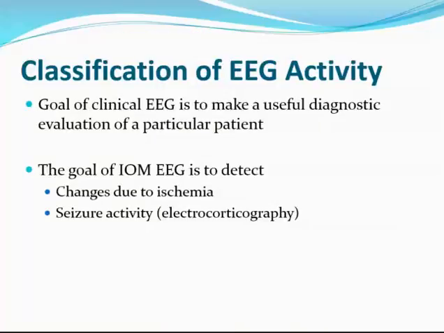Classification of EEG activity. Now, the goal for clinical EEG is to make a useful diagnostic evaluation of a particular patient. Like I said, we are going to mix the two. We're going to look at EEG as applied to the OR and EEG as in the clinic. The goal of IOM EEG is to detect changes due to ischemia, and also seizure activity. Electrocorticography, ECoG, that's what we're talking about.